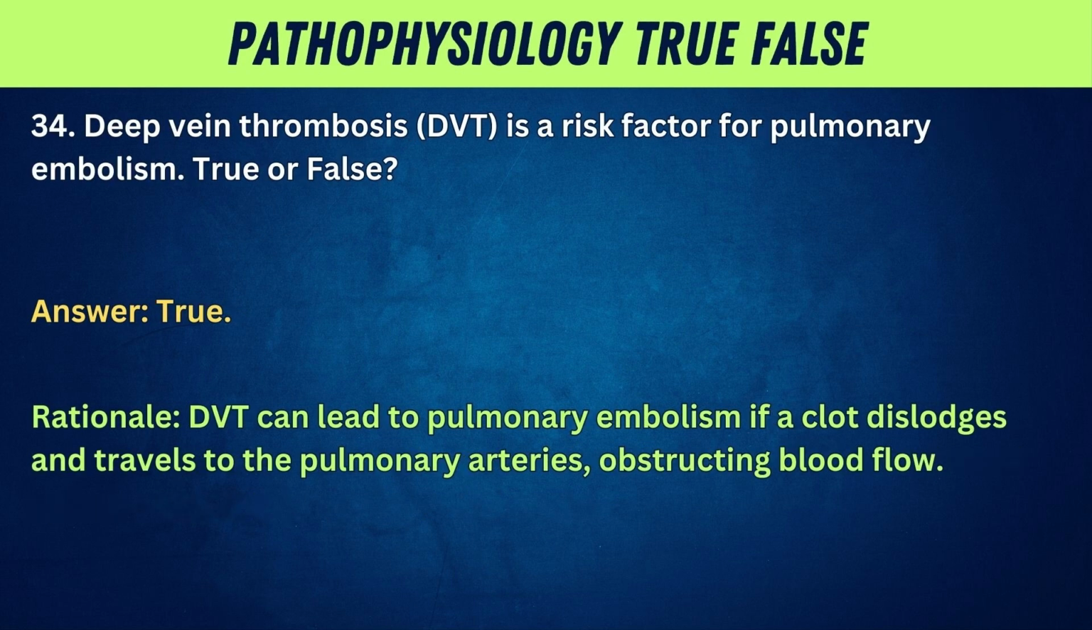34. Deep vein thrombosis, DVT, is a risk factor for pulmonary embolism. True or false? Answer: true. Rationale: DVT can lead to pulmonary embolism if a clot dislodges and travels to the pulmonary arteries, obstructing blood flow.